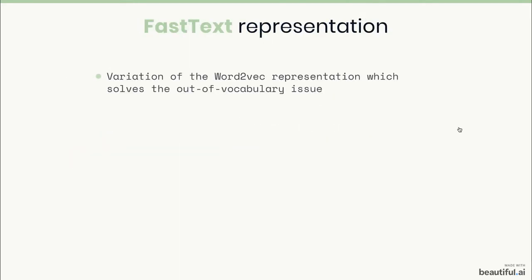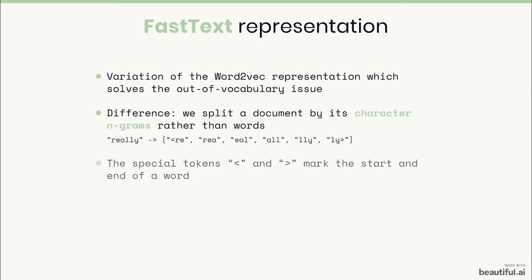So the second kind of variation of Word2vec that I would like to discuss here is what is called FastText. This is a variation of the Word2vec representation, which solves another one of these issues in our checklist. So this is the out of vocabulary issue. The only difference between the FastText embedding and the Word2vec embedding is that rather than splitting a document by words and just working with words as atomic entities, we split up those words in character n-grams.